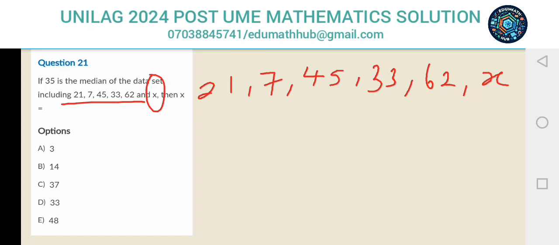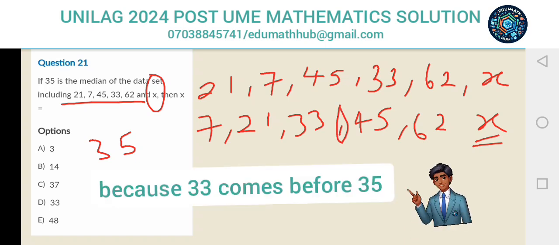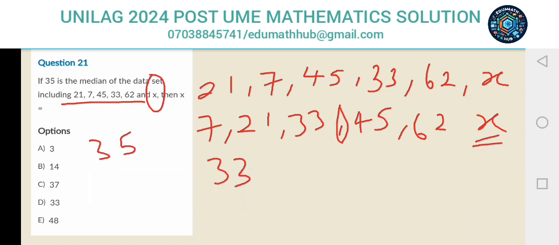So we are going to start with 7 first because that's the smallest one. Then 21, 33, 45, 62, then x. Now you don't know where x will be. We were told that the median is 35. That will give you an idea that x will be around this side, after 33. So all you have to do is do 33 plus x. X will be around this position here, because it's going to be after 33.